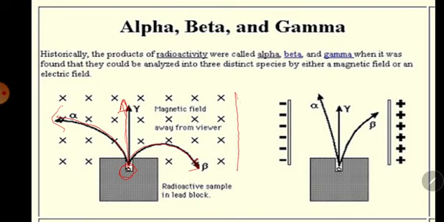If an electric field is applied, let's say this is a positively charged plate, and this is a negatively charged plate. Alpha particles have double positive charge, so they will be deflected towards the negative plate, and gamma rays will pass undeflected, and some of the radiation will be deflected towards the positive plate. Here the deflection is more, here the deflection is less, and this one is undeflected because these are neutral particles.